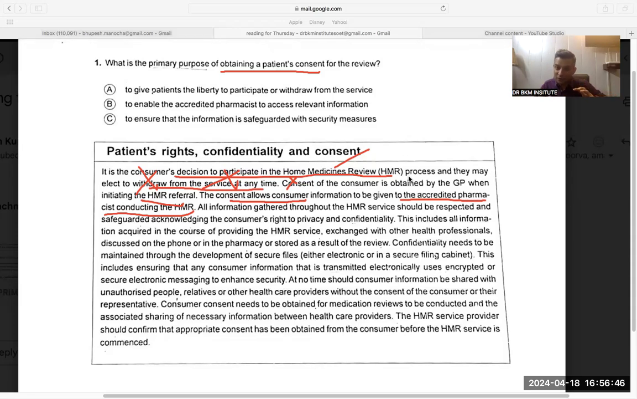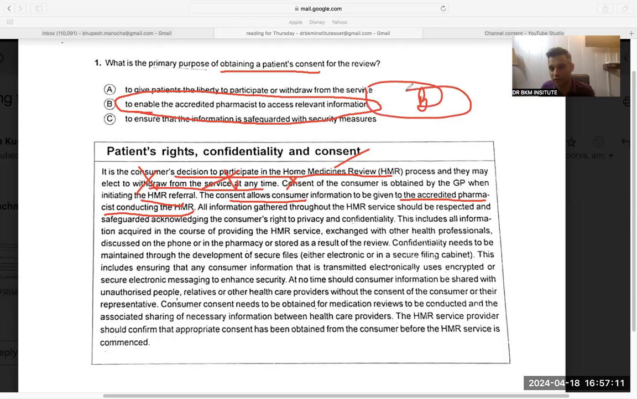allows the consumer information. That means if the patient is the consumer, I can give the patient's information to the pharmacy after taking the consent. That is my favor. I can tell the pharmacist that your medication is working or your medication is not working. So I take the consent to give the patient information to the pharmacist. So B becomes my easy answer. Very easy answer. So that is how we should do this question.